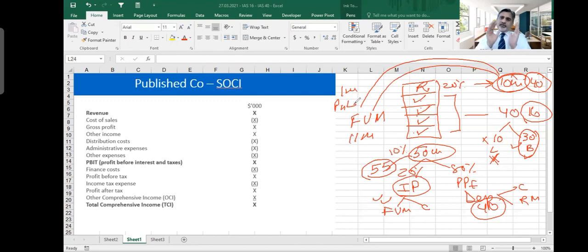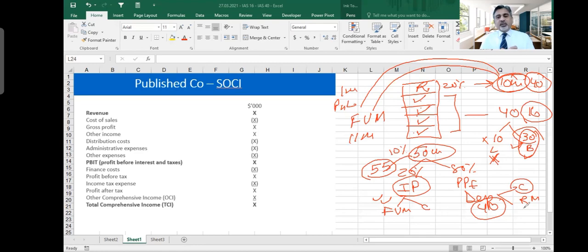Under this scenario, the 50 million total property becomes 55, which is a 10% increase. 10 million was my investment property portion, and a 10% increase means 10 becomes 11. So 1 million goes to P&L as your gain, and the depreciation of this 30 million will go to your P&L as your depreciation expense, provided you were doing it on the cost model.